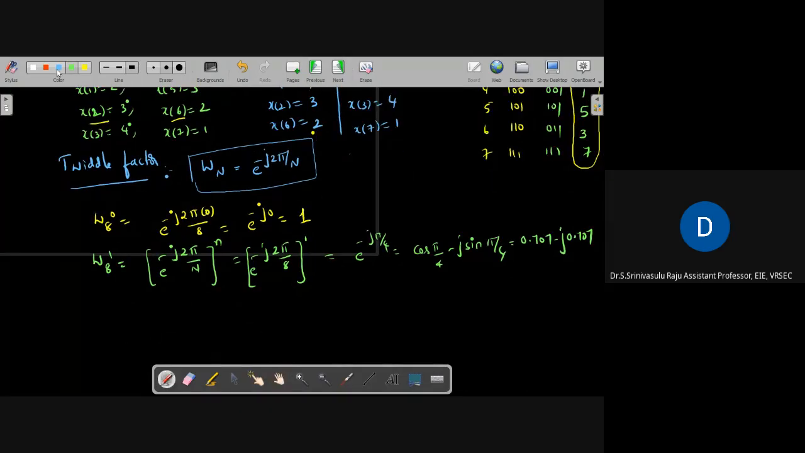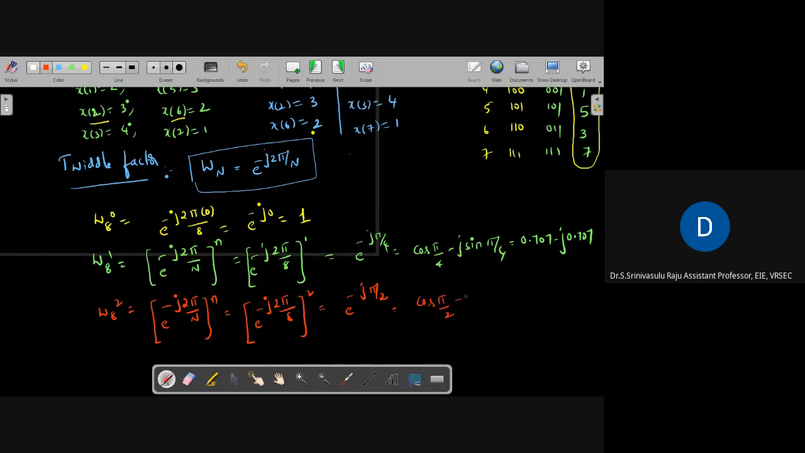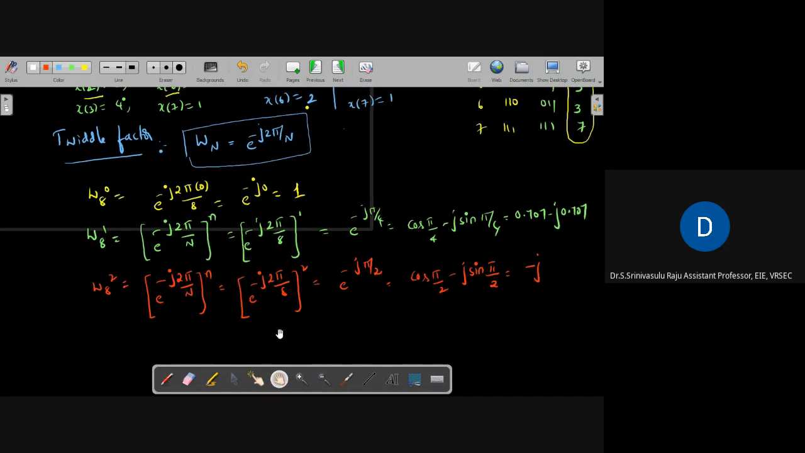Like this, we find the next value, W8^2. Similarly, it is e power minus j 2 pi by 8, whole square, which is e power minus j pi by 2. That is cos pi by 2 minus j sin pi by 2. We know cos pi by 2 is 0 and sin pi by 2 is 1, so the value is minus j. I hope everybody is following me.